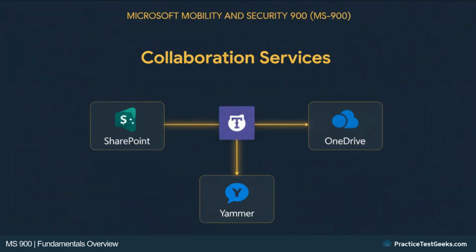Next up is collaboration, which is a huge piece of the puzzle. You'll really get to grips with how all these tools are designed to work together. So Teams is your main hub for chats and meetings. SharePoint is the powerhouse behind the scenes, handling all your Teams file storage. OneDrive is your personal cloud space, and Yammer is kind of like an internal social network for your whole company.